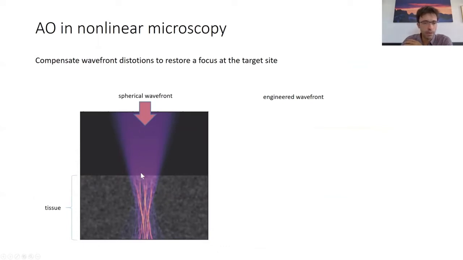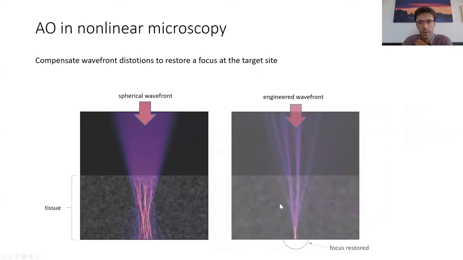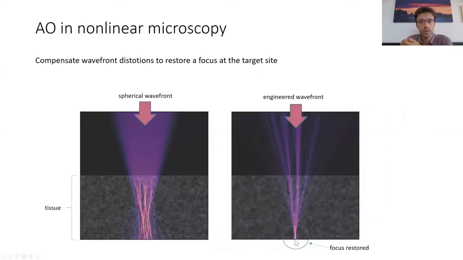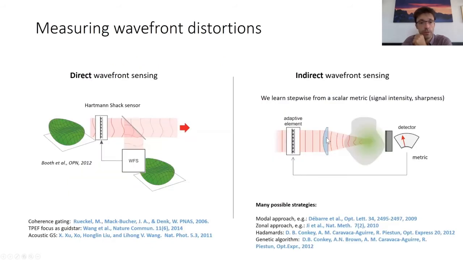Imagine we have our excitation wavefront in the infrared, and it gets scattered. It's infrared, but still at some point it will get scattered by the tissue and the focus gets lost. The idea is now to engineer the wavefront in order to restore the focus and regain our capability to excite fluorophores. Now, the big question, of course, is what can we do to find out as fast as possible how to engineer this wavefront shape.